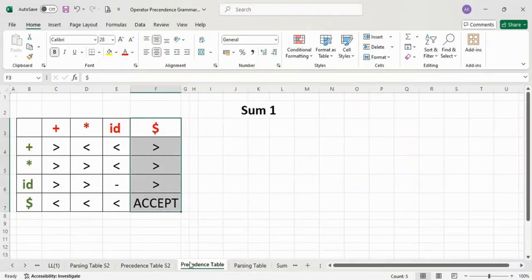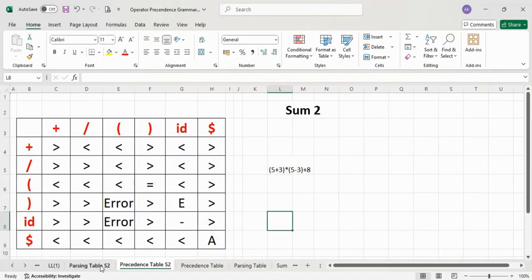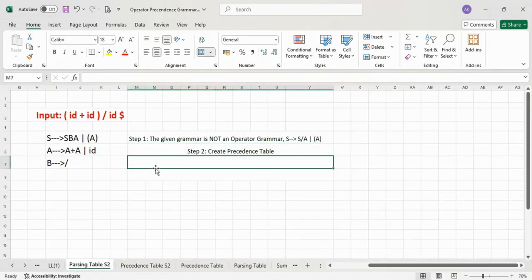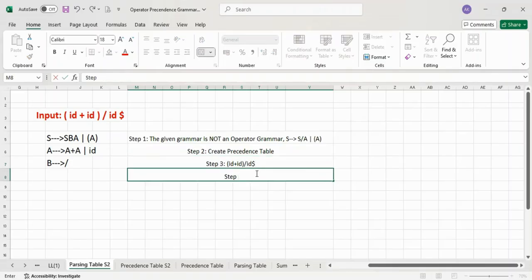Now, what is my next step? After my precedence table is done, my step 3 is to add dollar at the end of the string. So the string to be parsed is highlighted in red over here. I take my string and add dollar to the end of the string. So the third step is: write your string and append dollar at its end. That is done. Step 4 is to create the parsing table.